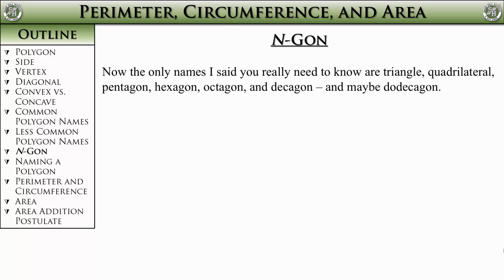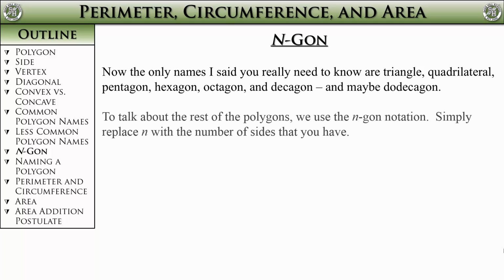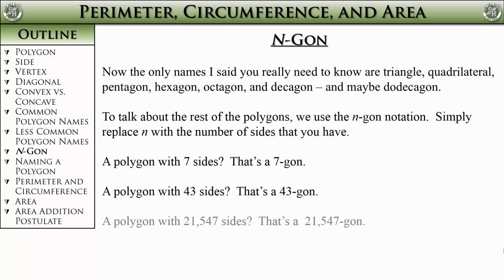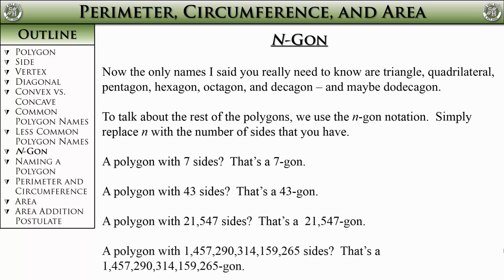Mathematicians need something a little easier to work with, so they came up with the n-gon notation. With the n-gon notation, you simply replace the n with the number of sides you have. Instead of heptagon, you can say 7-gon. Have 43 sides? 43-gon. 21,547 sides? That's a 21,547-gon. The last one is kind of ridiculous, but it gets the point across. N-gon notation is really easy to use. Just plug in the number you need.